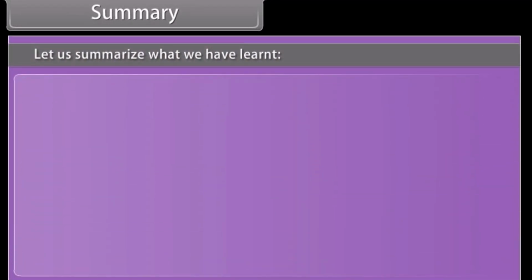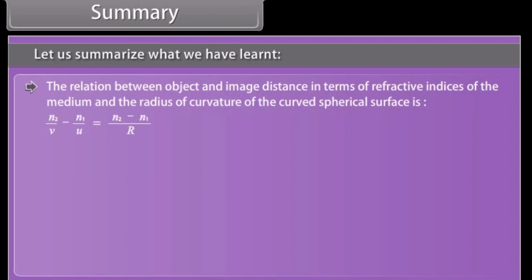Summary. Let us summarize what we have learned. The relation between object and image distance in terms of refractive indices of the medium and the radius of curvature of the curved spherical surface is n2 by v minus n1 by u is equal to (n2 minus n1) by r. Lensmaker's formula is this.